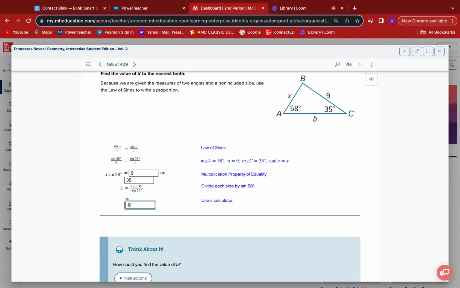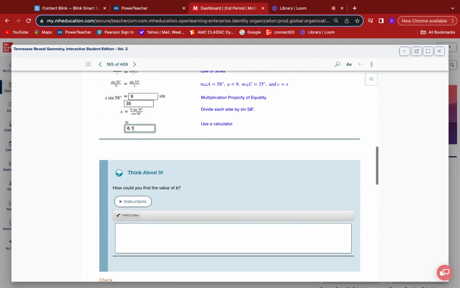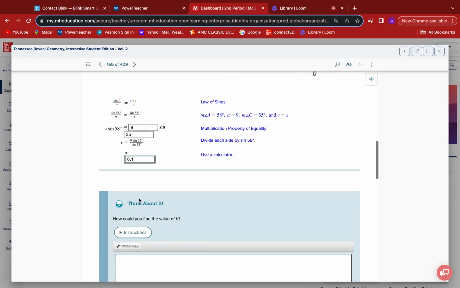Y'all, that is one number after the decimal. And what I'm looking at is 6.087. Well, the 8 makes the 0 round to a 1. Anything 5 or higher makes it round up. All right, so there is example number 1. The answer is approximately 6.1.